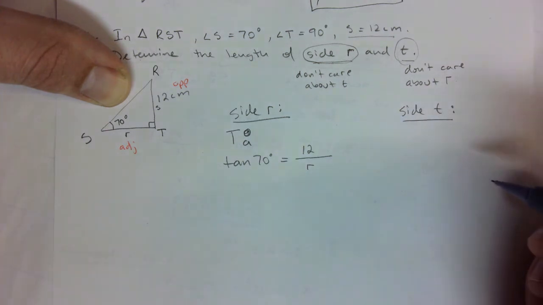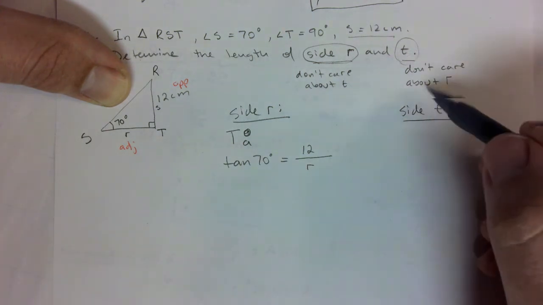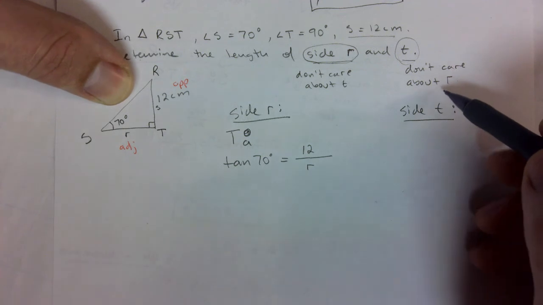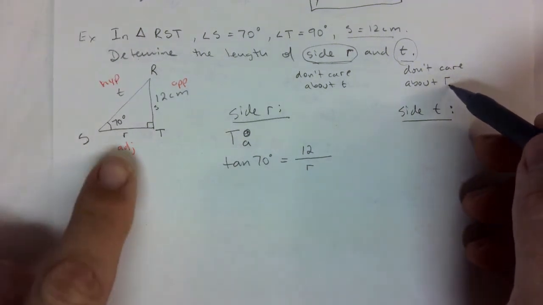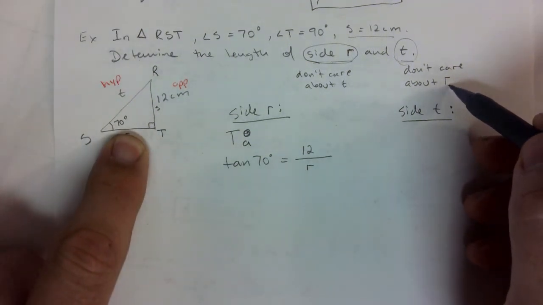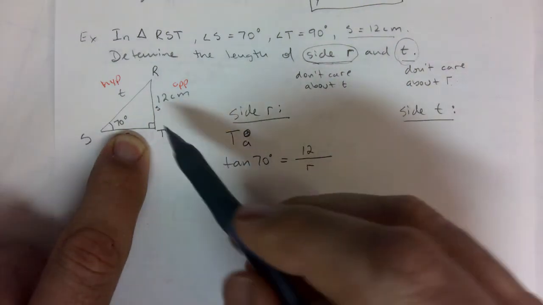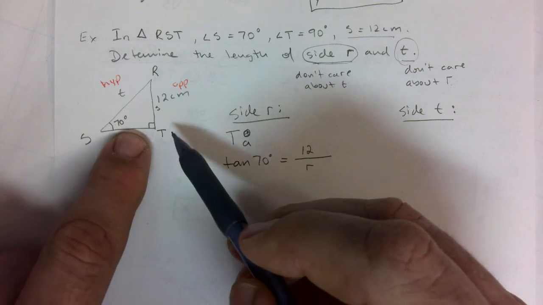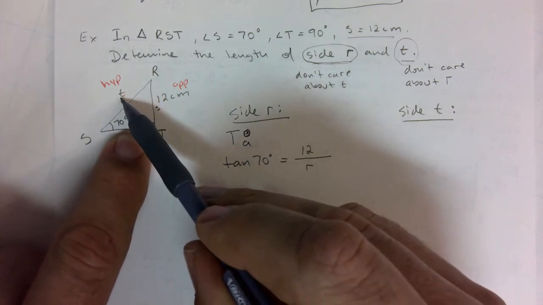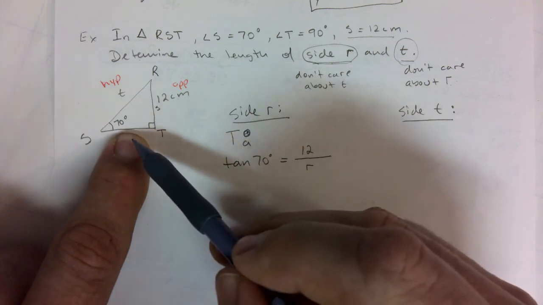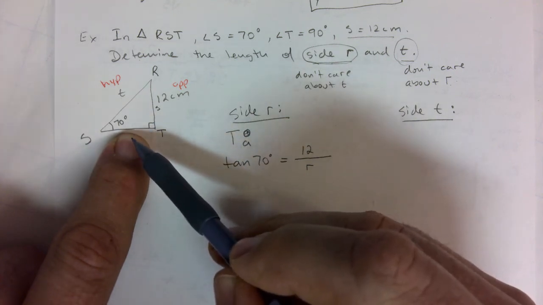If you're solving for side T, you care about it, but you don't care about R. So R becomes our don't know, don't care in this situation. You definitely want to keep the 12 that you're given. So if you cover up the R, because now you care about T and you know what 12 is, you kind of ignore the other one. This is our don't know, don't care right now.